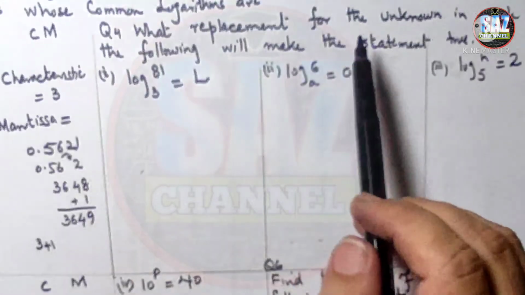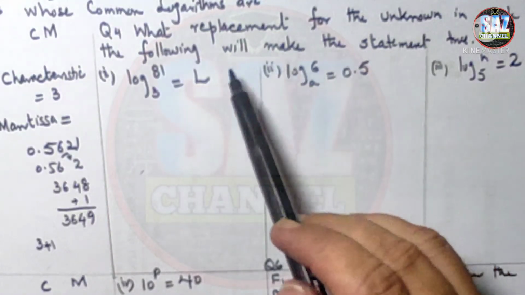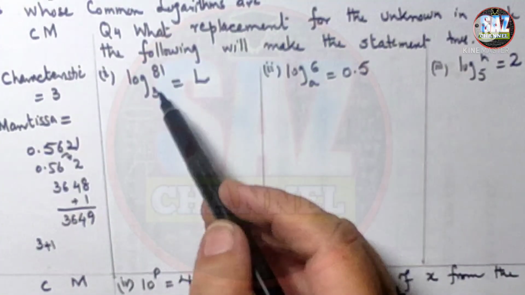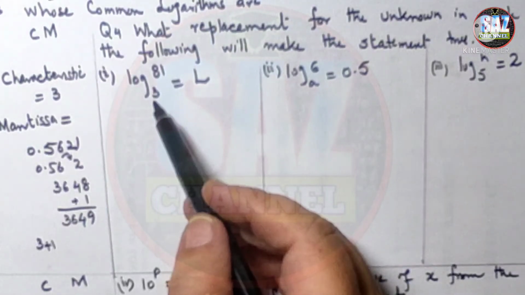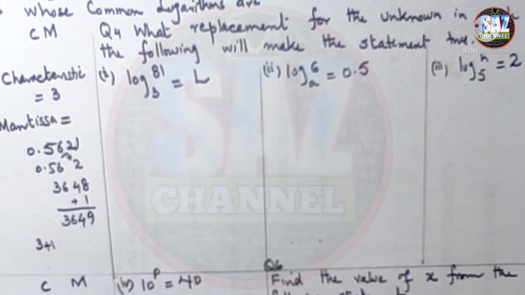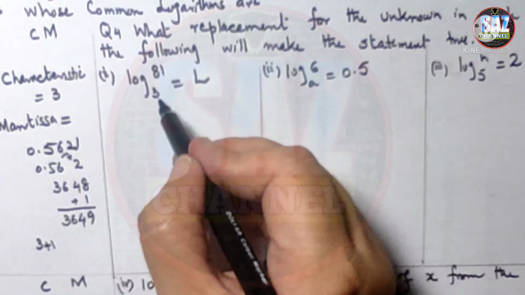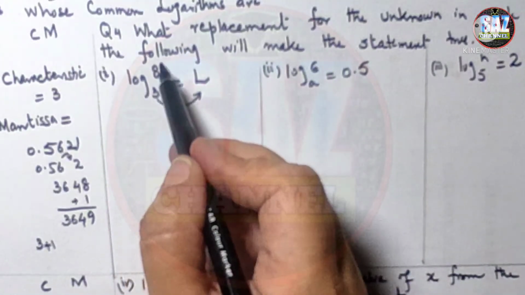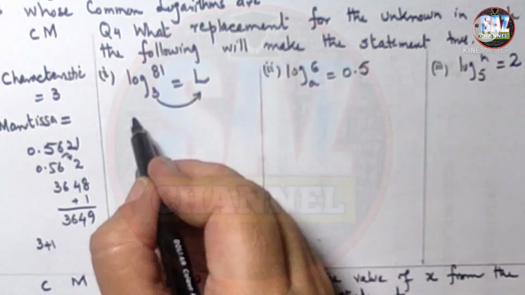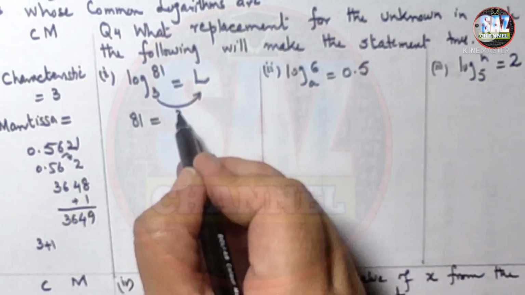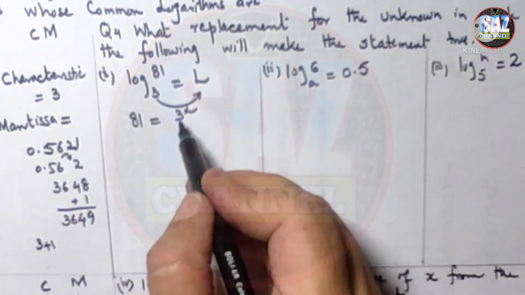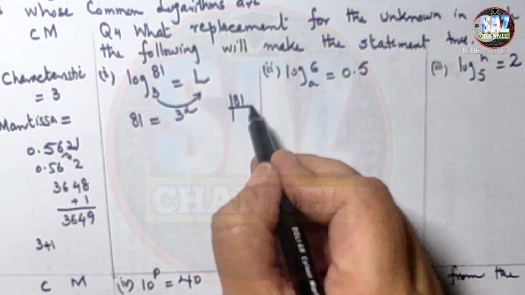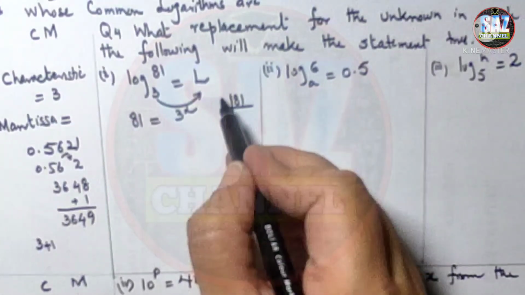Question 4 says, what replacement of the unknown in each of the following will make the statement true? The question is given in logarithmic form, and I have to turn it into exponential form first. So log 81 to the base 3 equals L becomes 81 equals 3 raised to the power of L. Here we have a composite base and a prime base. Make the prime factors and try to create the same base on both sides.